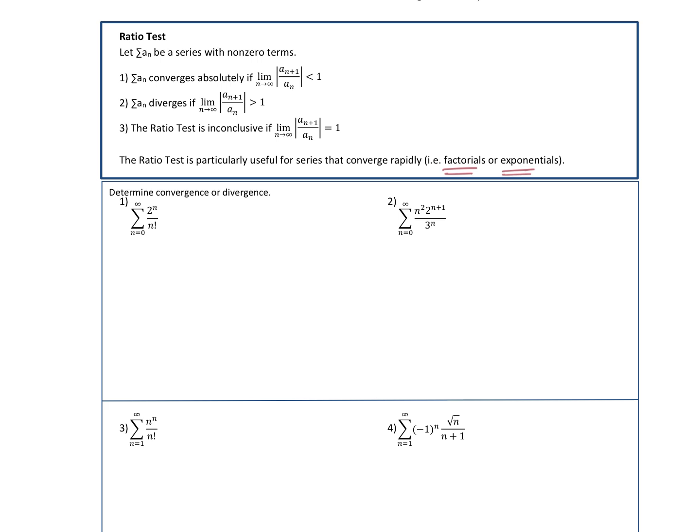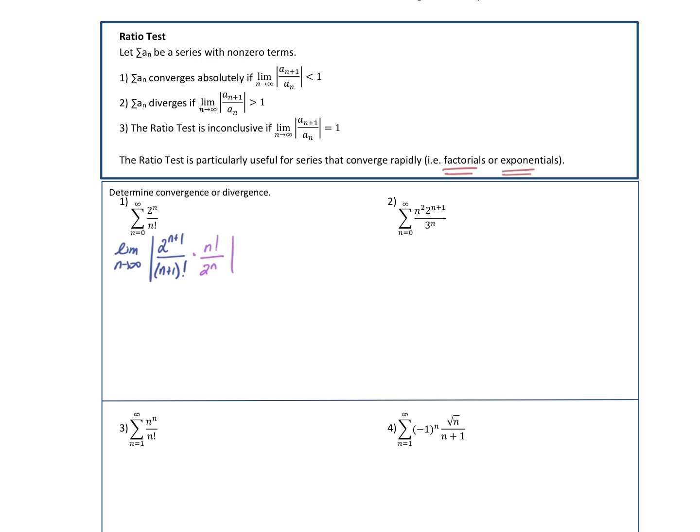So I've got the limit as n goes to infinity. So I'm going to plug in n plus 1 for all the n's. So we get 2 to the n plus 1 over n plus 1 factorial divided by, so I'm dividing by the original function, so I'm just going to do state change flip. So we're going to get n factorial over 2 to the nth power.